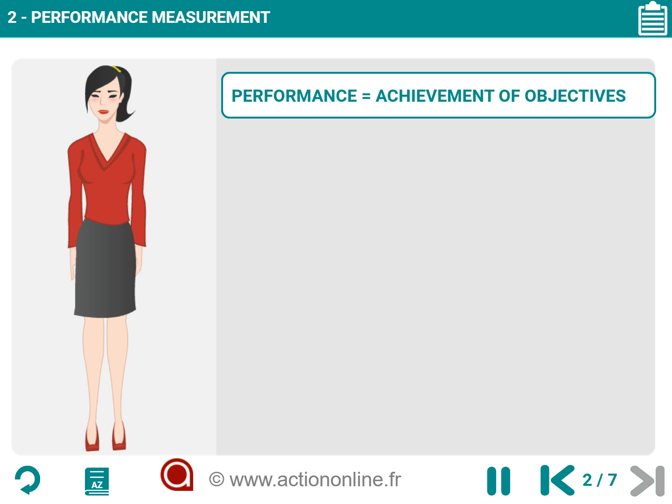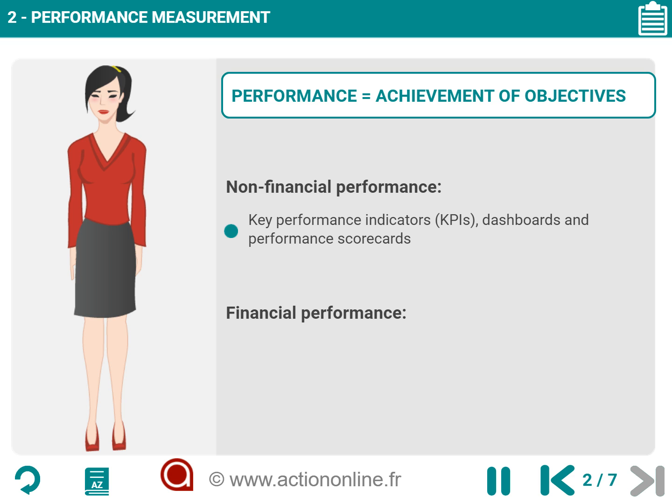There are two aspects to performance measurement: financial performance, which corresponds to the achievement of financial objectives, and non-financial performance. To measure non-financial performance, we use non-financial indicators and performance scorecards. We will not be covering this aspect today. We can measure financial performance by using summary financial indicators, such as ratios.